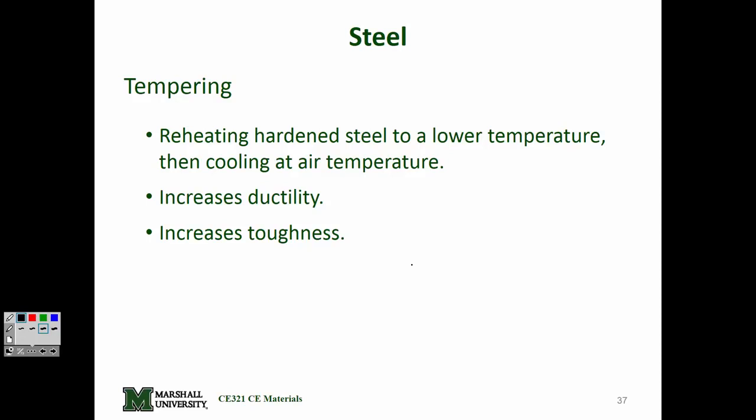Tempering: we take things up to lower temperatures, not as high as this 850, 950. We do some of these other processes, and air cool the product back down again. It increases our ductility a little bit and increases our toughness when we're doing that.